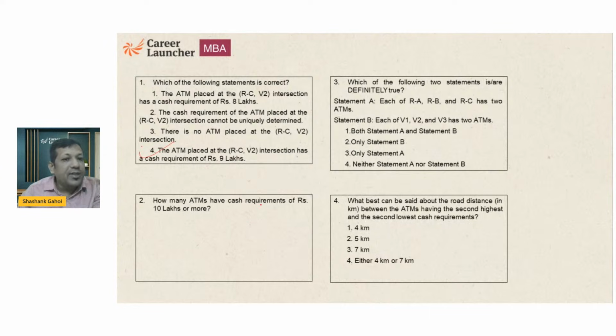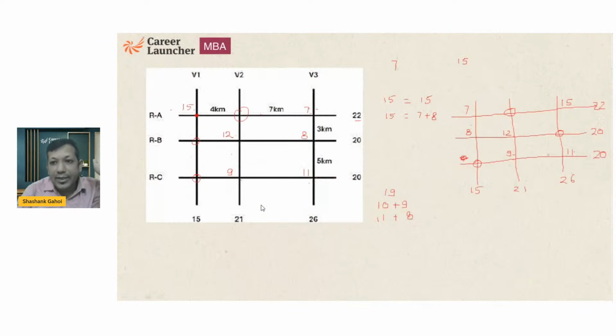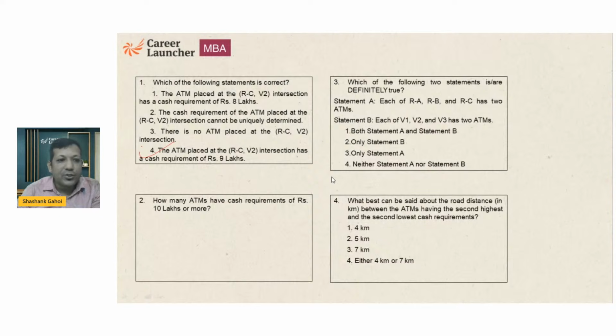Now, how many ATMs have cash requirements of 10 lakhs or more? So there is going to be 11, 12, and 15. There are only 3 ATMs. So the answer of this question is going to be 3 directly.